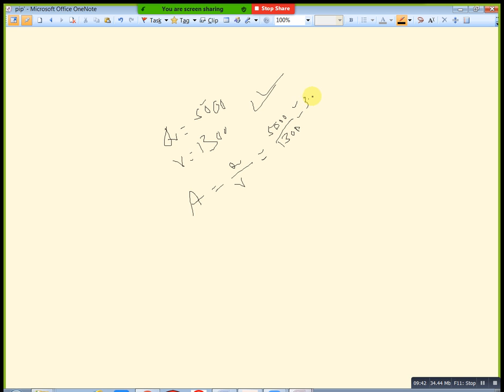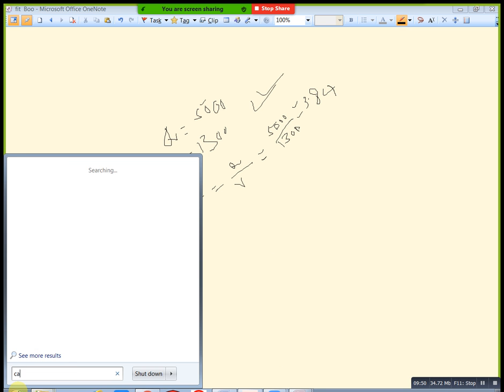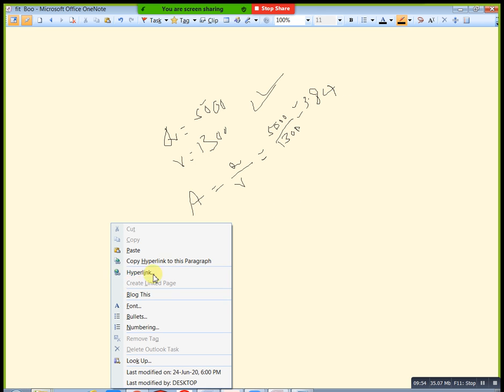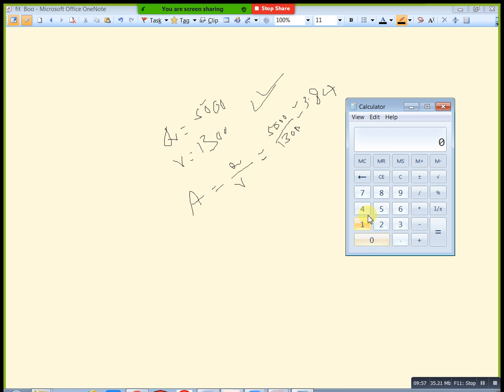Okay, if you have any doubt you can check that once. For example, if I have a doubt, directly you can open the calculator and mention here 5000 divided by 1300. How much here? 3.84. Okay, write this way.